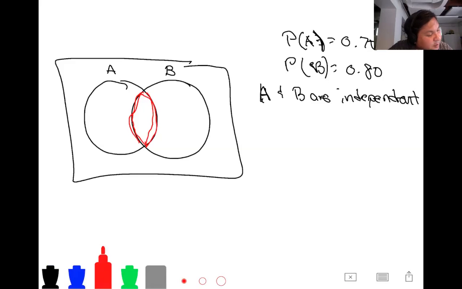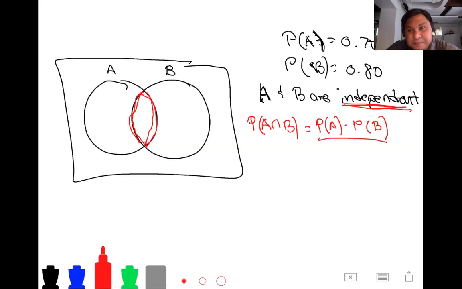The probability that both A and B happen is equal to the probability of A times the probability of B. Take note, this one will work because they are said to be independent, which means that the probability that both of them occur would just be the product of each of them occurring. So we have 70% for A, 80% for B. You get a 56% chance that he actually does both homework.